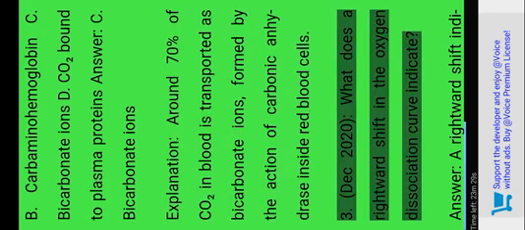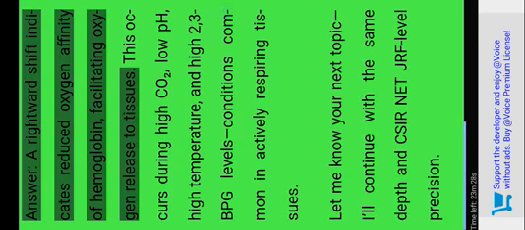3. December 2020. What does a rightward shift in the oxygen dissociation curve indicate? Answer. A rightward shift indicates reduced oxygen affinity of hemoglobin, facilitating oxygen release to tissues. This occurs during high CO₂, low pH, high temperature, and high 2,3-BPG levels, conditions common in actively respiring tissues.